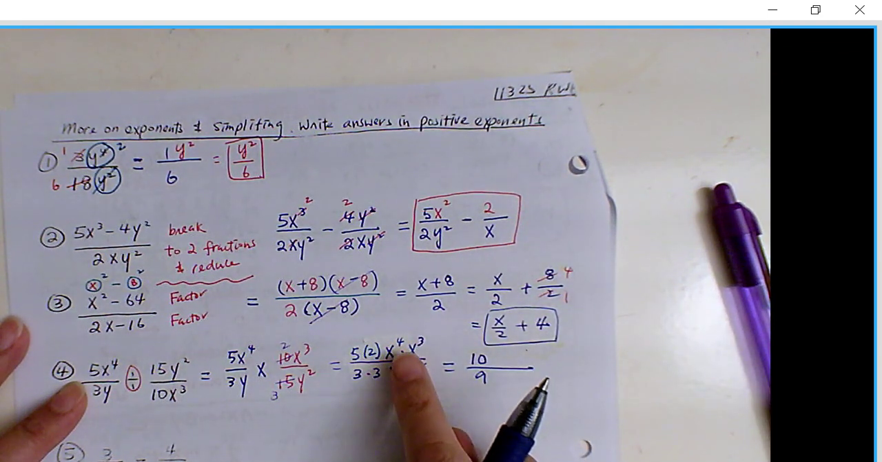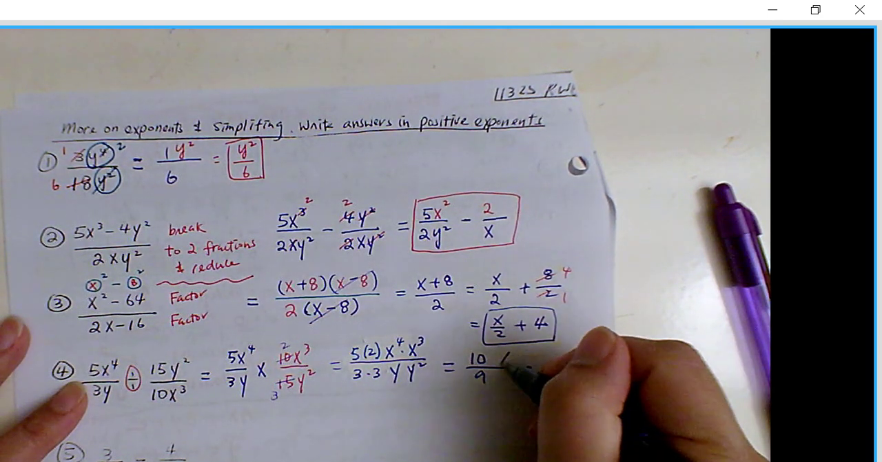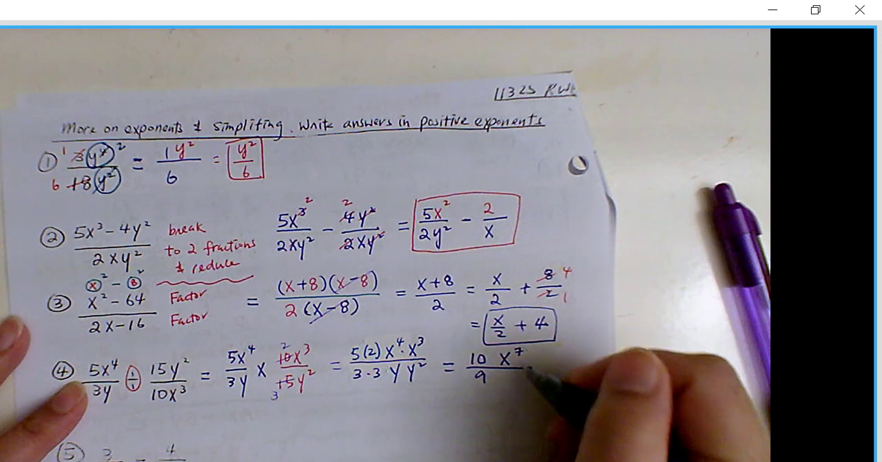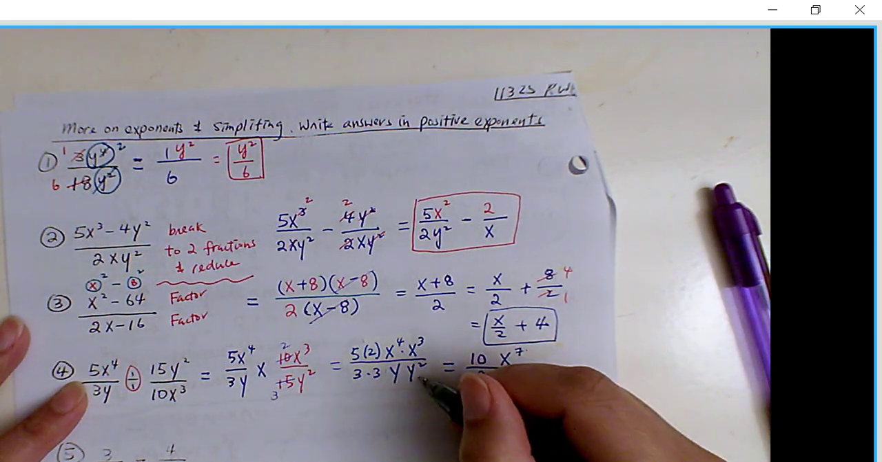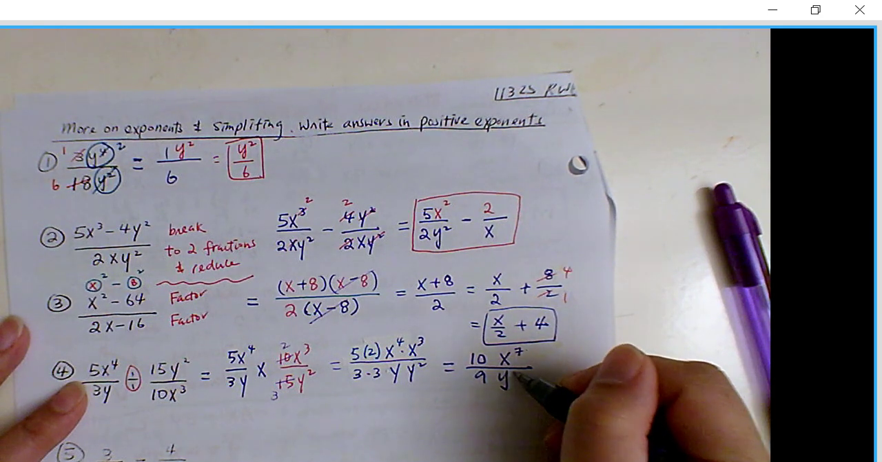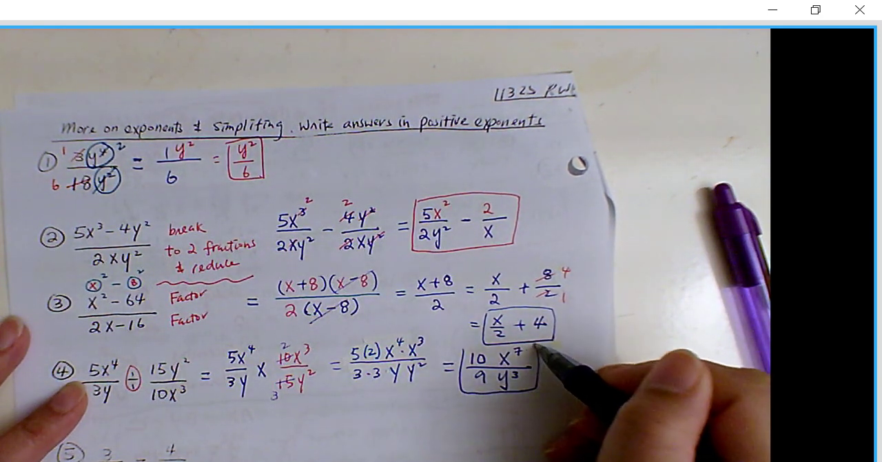And then you have the same base multiplying, you add the exponents, right? So you have 4 and 3 more. Together, you have x to the 7. At the bottom, again, same base multiplying. So 1 and 2 more, and you add them together, you have 3, right? So that would be your final answer.